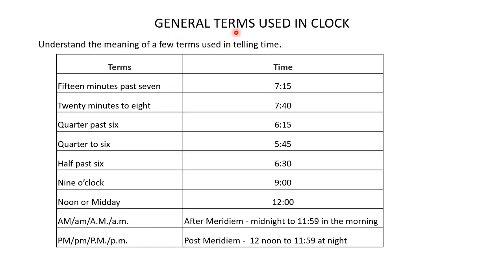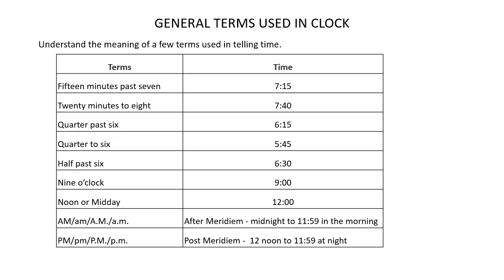Let's understand a few general terms used in a clock. Understand the meaning of these few terms that are used in telling time. 15 minutes past 7 means 15 minutes after 7. So the time is 7:15. 20 minutes to 8 means there are still 20 minutes to 8 o'clock. So 20 minutes less than 8 would be 7:40.